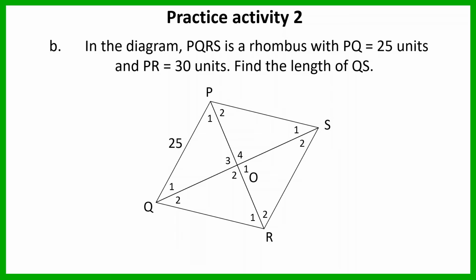Just be aware that over here, PQ's length is shown on the diagram, but PR's length is not. They've told you over here that it's 30 units, but they haven't shown it on the diagram because PR is being cut by QS, so it's difficult to show the length of PR on the diagram. So you have to look at it in the information here when you're working this out. Okay, so you need to work out the length of QS, which is this line over here. Right, so I'm going to give you 5 minutes for this question as well.